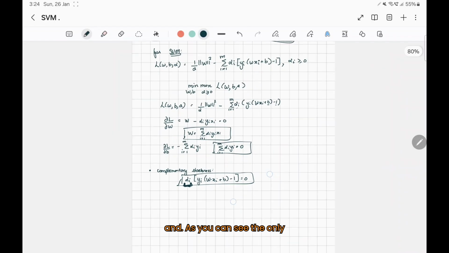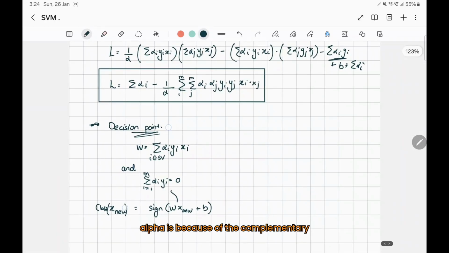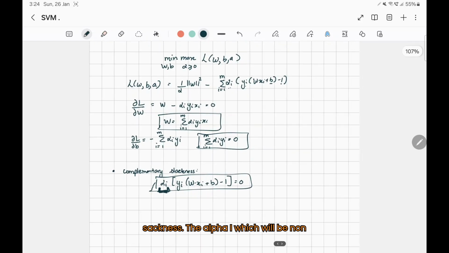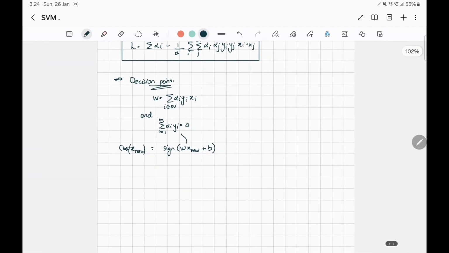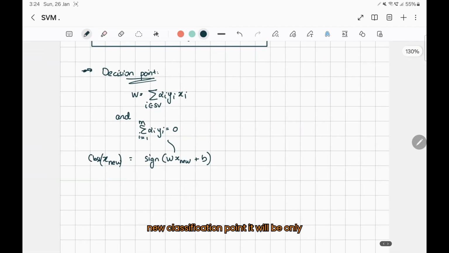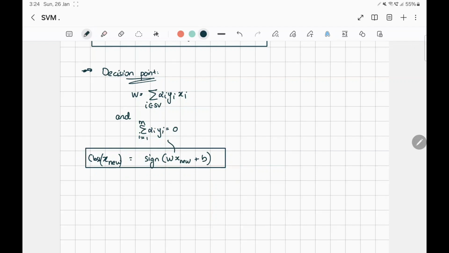And as you can see, because of the complementary slackness, the alpha I which will be non-zero will be the support vectors. The rest will all turn to 0. So for a new classification point, it will only sum over the support vectors and not any others. So this is our final classification, right? That wraps up this lecture about hard margin support vector machines.